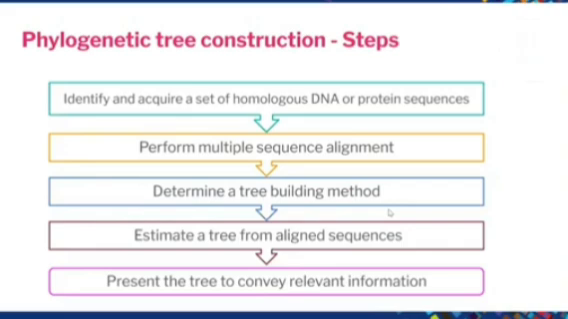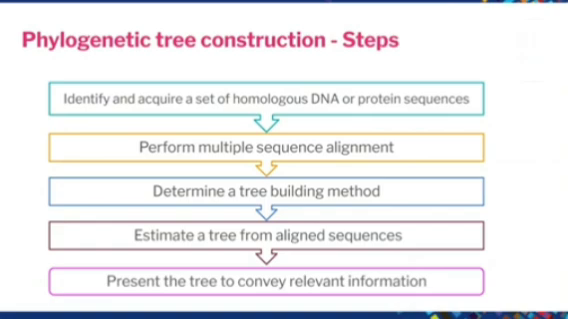There are certain steps, an algorithm that we follow, to construct a phylogenetic tree. First thing first, we have to identify and acquire a set of homologous DNA or protein sequences. There is no point in running a multiple sequence alignment and then constructing a phylogenetic tree for sequences which are completely deviant, because there you won't get any similarity between them.